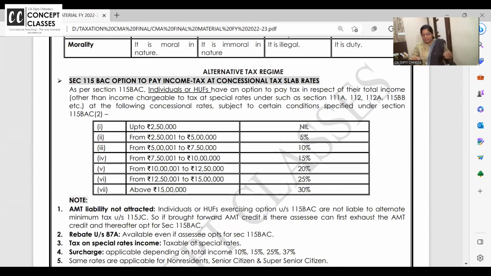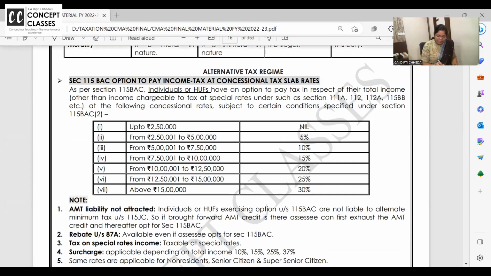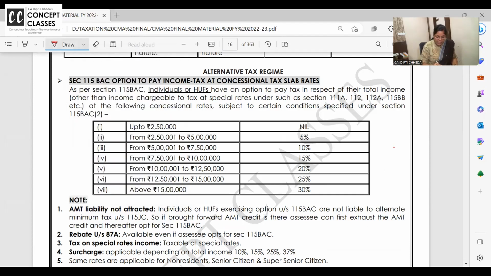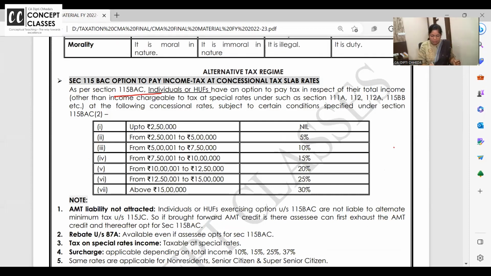Alternative tax regime. This is called section 115 BAC. The terms and conditions are very important for your MCQs also. This new scheme is applicable only for individuals and HUF. So this 115 BAC is not applicable for BOI, AOP, AJP and all. It is applicable only for individuals and HUFs. They have an option to pay the tax at new tax regime rates.